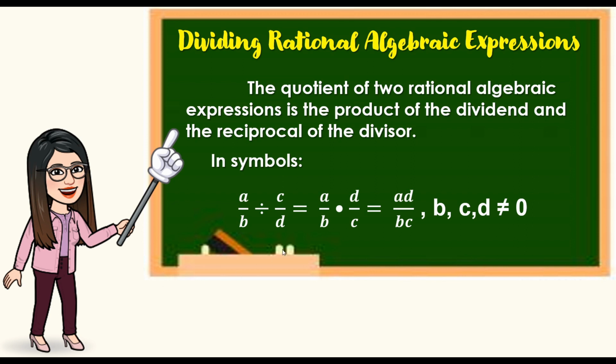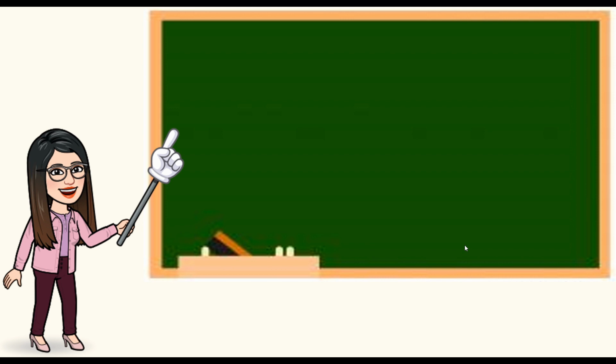As you can see in the given expression, since the given is a division, we will just rewrite the dividend, which is a over b, then proceed to multiplication. And then we will get the reciprocal of this divisor, which is d over c. So we can have a times d is ad and b times c is bc. Some examples.